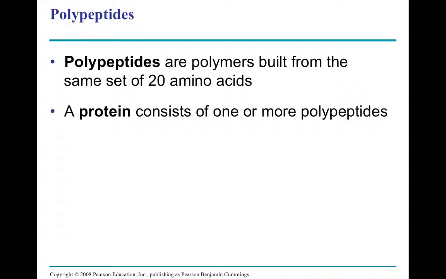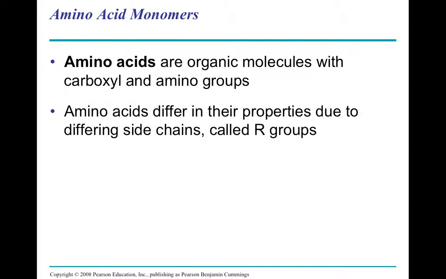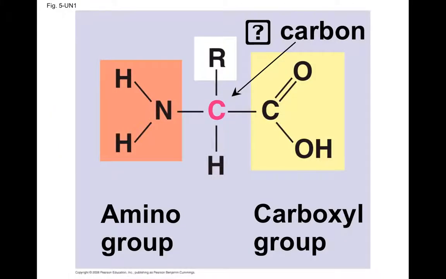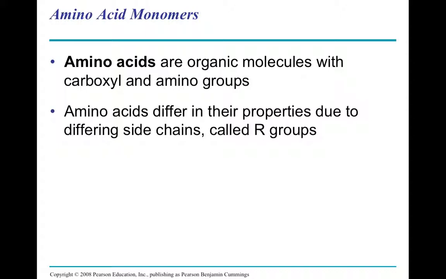Alright, so polypeptides are built from the same set of 20 amino acids, which you guys talked about before, and a protein consists of one or more polypeptides. And so let's talk about amino acids. These are organic molecules with carboxyl and amino groups. So basically what that means is carboxyl is in the yellow here, the carbon with the double bond to the oxygen and the OH group. So that's a carboxyl group, and then we have the amino group here in the orange. So that's what amino acids generally have.